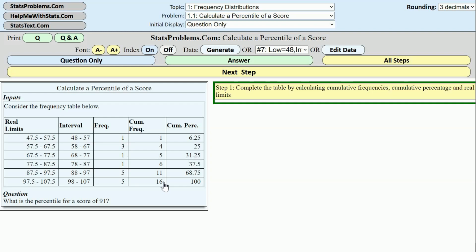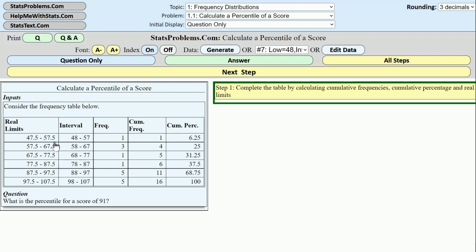The cumulative percent is 1 divided by the total number of scores, 16, times 100, which works out to 6.25%. The real limits are 47.5 to 57.5 because the interval starting value of 48 has a lower real limit of 47.5 and the interval ending value of 57 has an upper real limit of 57.5.